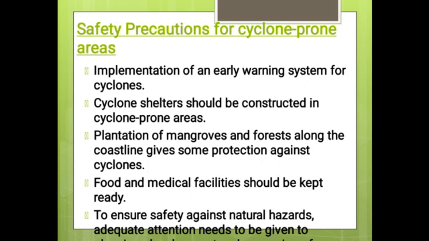Cyclone shelters should be constructed in every cyclone prone area. Plantation, which is most important for our environment, must be done. Food and medical facilities should be kept ready to ensure safety against natural hazards. Adequate attention needs to be given to planning, development and expansion of habitation.